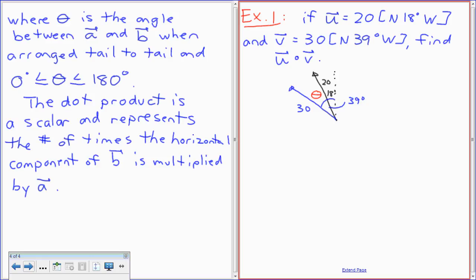Okay. Are we okay on the logic here? Nathan, we're sort of okay on the logic? Okay, great. So Cecilia, what's theta going to be? 21. How'd you get that? Because 39 minus 18. So if you have the blue vector, over here, that's 39, right? And then 18 there, so theta is going to be 21 degrees.